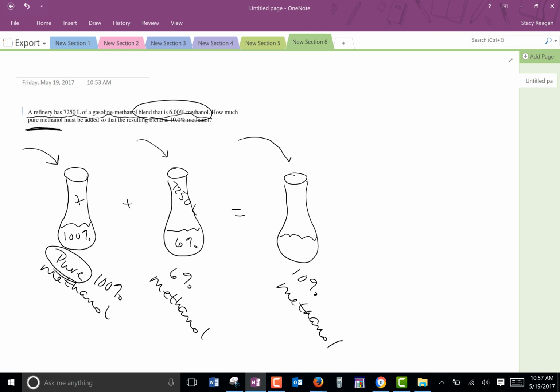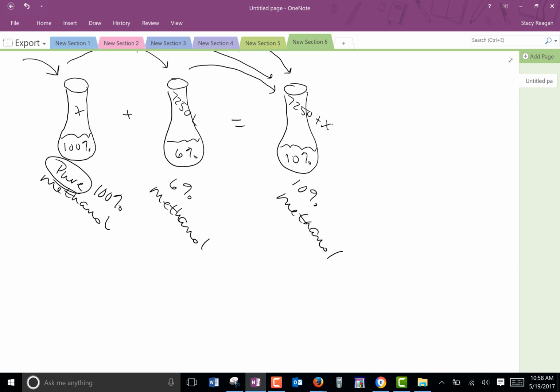But this one, if I pour everything I need from this one and everything I need from this one, what I know about this container is not only is it 10% methanol when I'm finished, but it has the 7,250 in it and whatever I pour in it. It's got that total amount in it. So I do know that. And when I look at these containers, if I draw my containers correctly, I get my equation from that. Now, when I take a percentage of something, like if I had 45% of 7, I would do 0.45 times 7, and that would get me my percentage. That's how you take a percent of something.